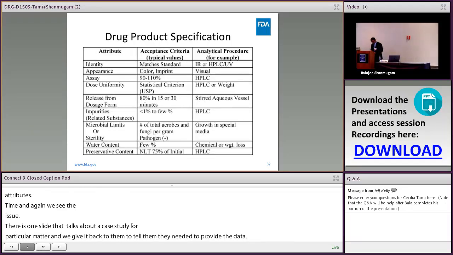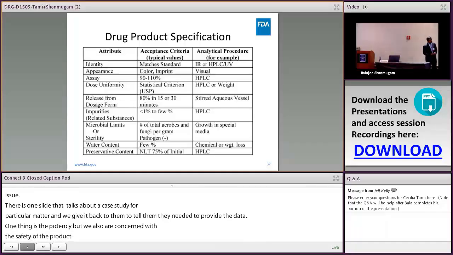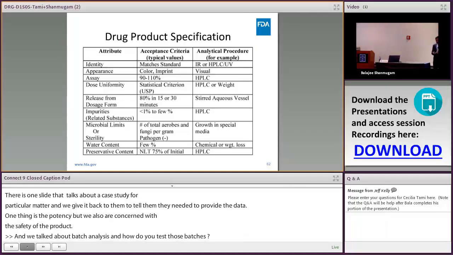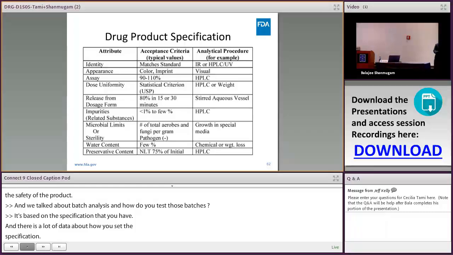Remember, we talked about batch analysis and how you test those batches? These batches are tested based on the specification you have, and Q6A is very clear and offers a lot of guidance about how to go about setting a specification. So we talked about the first column being the attribute, then the acceptance criteria, and the analytical procedure. So you may have a compendial method. You can indicate those by the appropriate reference there. But if it's an in-house method, you would want to indicate what exactly that method is.